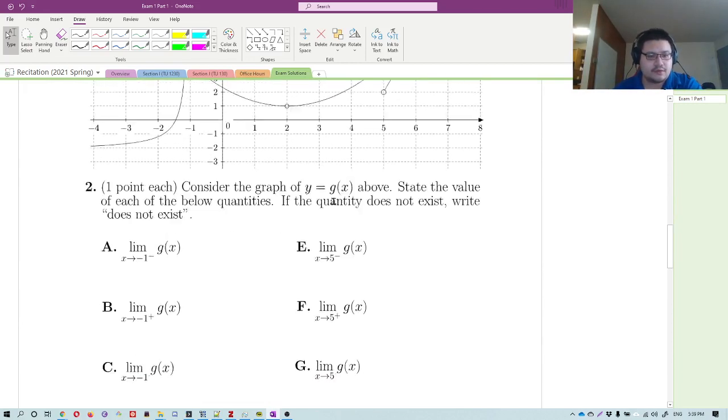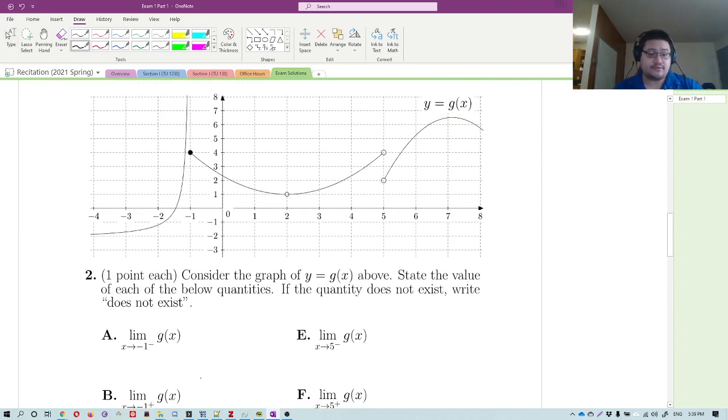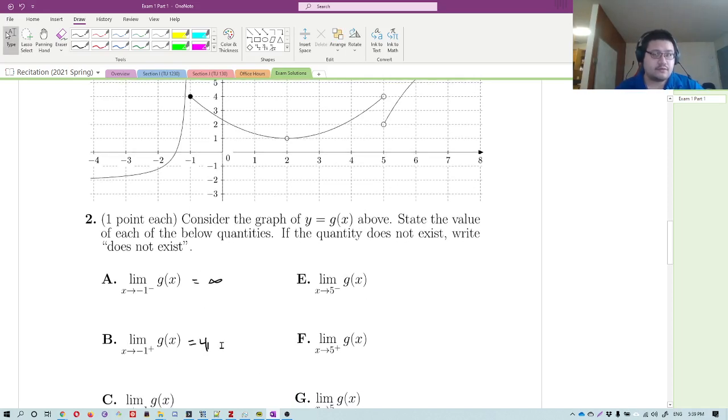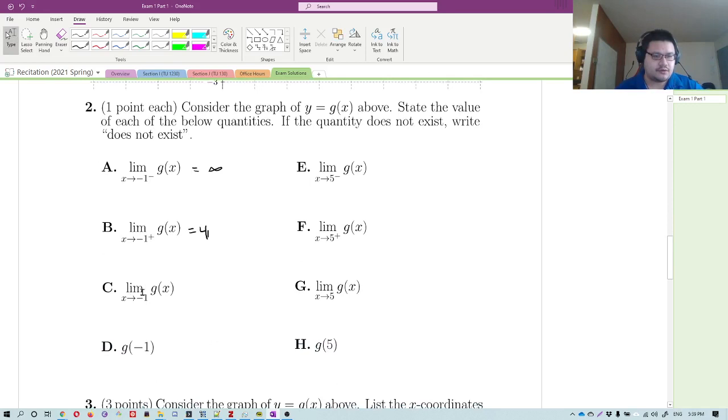Okay. For number 2, looks like we've got just a bunch of limits, and what's graphed for us is the function g of x. So I'm looking at the -1. Approaching from the left-hand side, that's going to go to positive infinity, so I'll just write infinity. This one is approaching from the right-hand side. We're going to get the value 4. For C, it's asking for the two-sided limit. These two are not equal, so this two-sided limit does not exist.